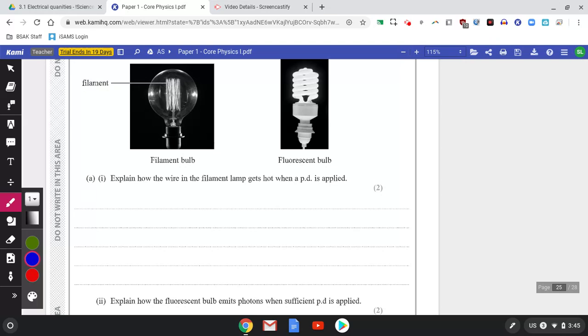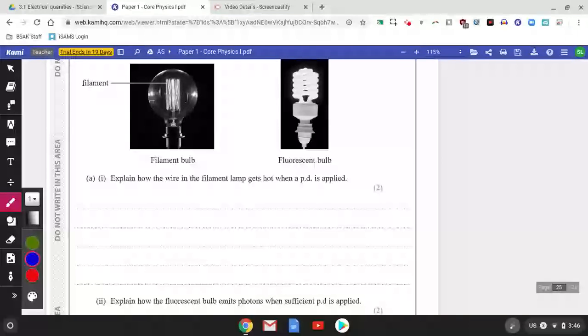Right, so that's not what it's asking though. It wants to know how it works, how the wire gets hot when a PD, a potential difference, is applied. Always look at the marks. What have we got? It's only two marks here. So basically, if the potential difference is applied across the bulb, a current will flow through the filament.